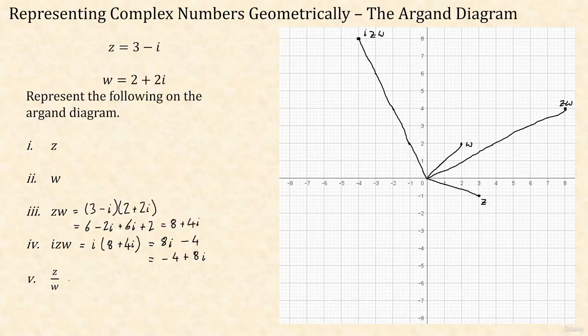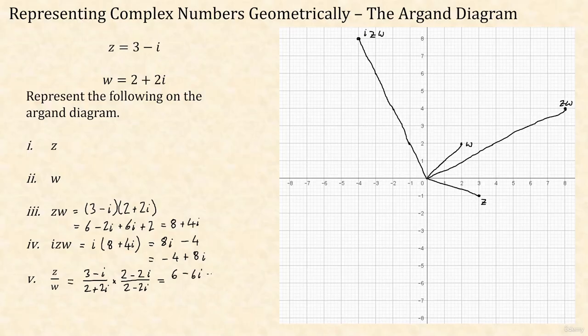What about z over w? Well, z over w is (3 minus i) over (2 plus 2i). And remember, to express this in standard a plus bi form, we multiply top and bottom by the complex conjugate. So 2 minus 2i, and then 2 minus 2i here. So on the top we have 3 times 2 is 6, and 3 times minus 2i is minus 6i.